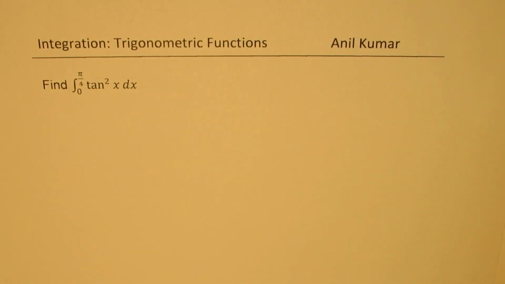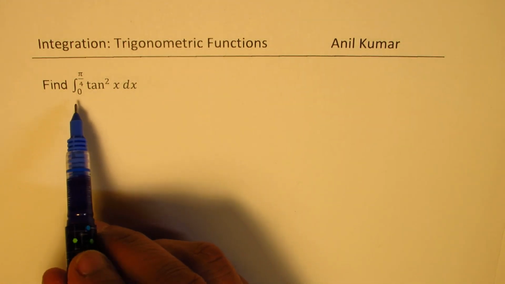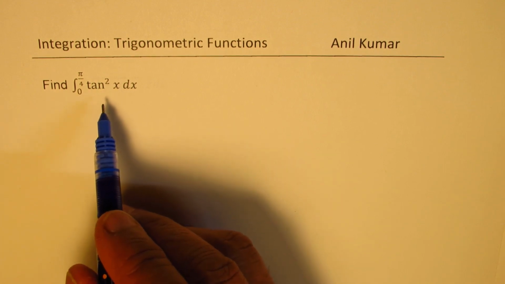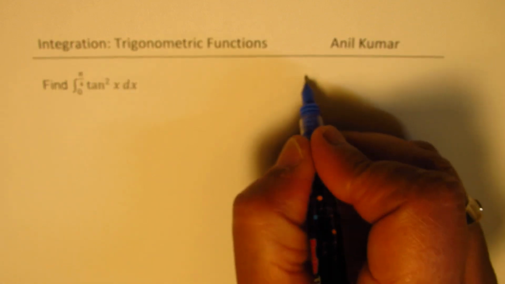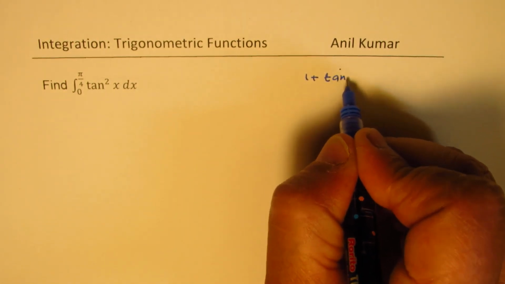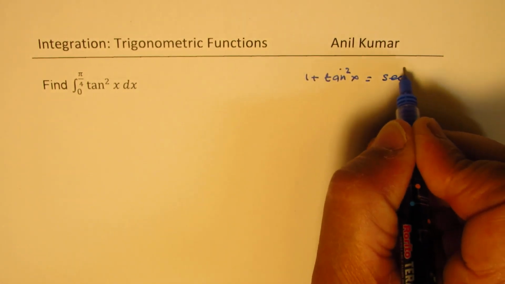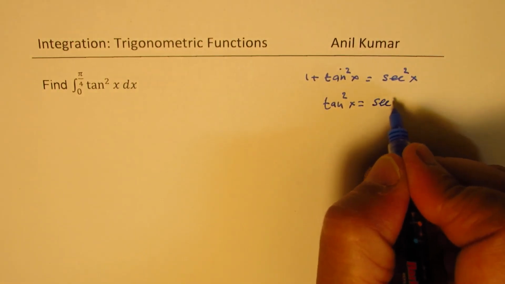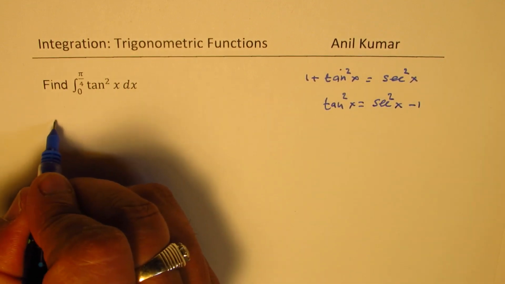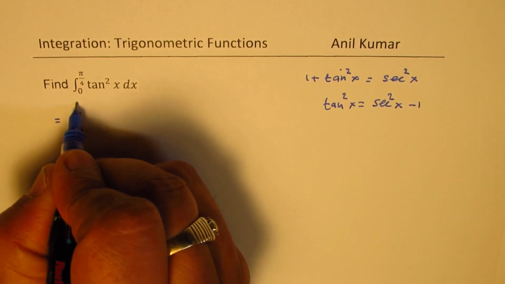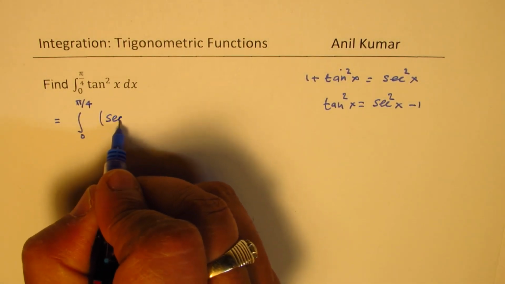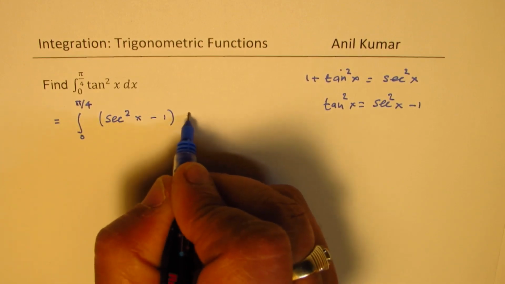Okay. Now let's take definite integrals now. So here we'll find now the integral from 0 to pi by 4 of tan square x dx. Now we know the formula for secant square x, and we know 1 plus tan square x is secant square x. So tan square x is basically equal to secant square x minus 1. So this integral, I could write from 0 to pi by 4, instead of tan square x, we can write secant square x minus 1 dx.